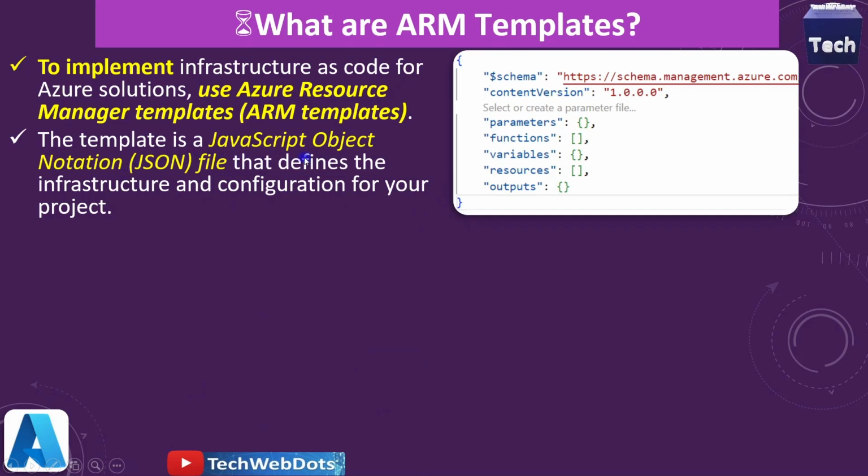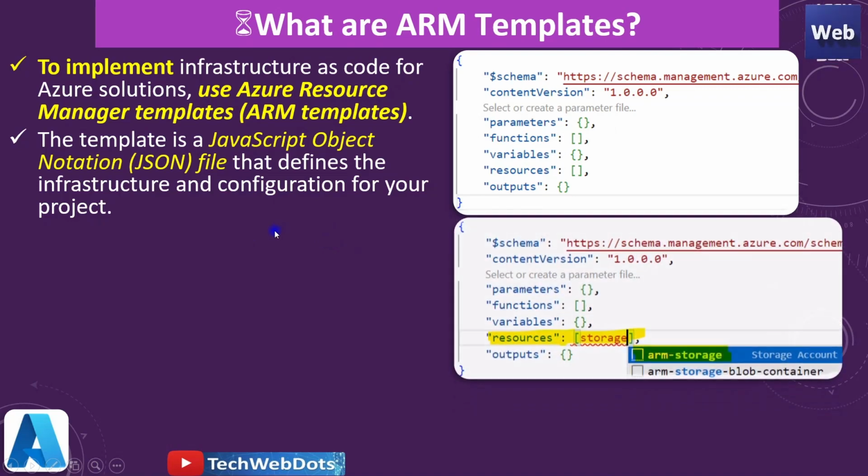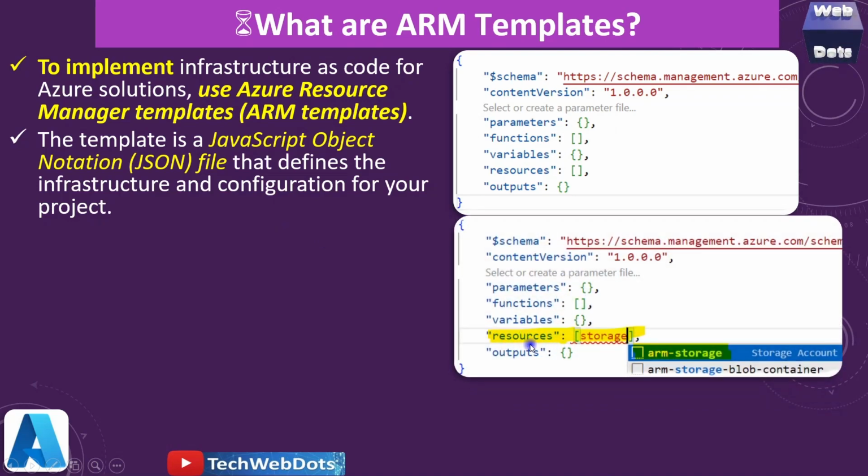So the template is a JavaScript Object Notation, or you can say a simple JSON file, that defines the infrastructure and the configuration for your project. This is a simple JSON file, but the structure which is defined inside this JSON file is understood by Azure. That's why with the help of this structure, Azure understands what resources it should deploy on the basis of the configuration defined in this template. And as you can see, under the resource section, we specify what resource we want to deploy, or in layman's terms, what resource we want to create, right?